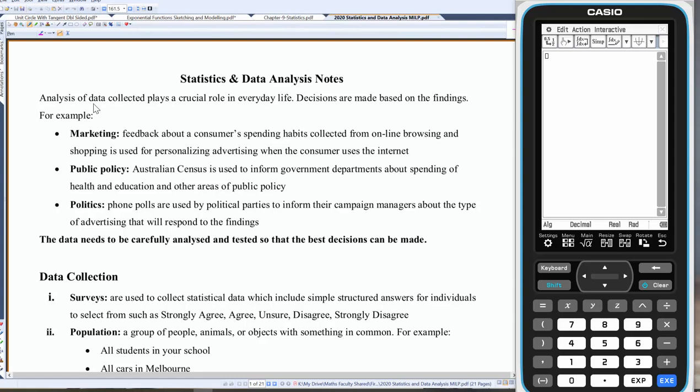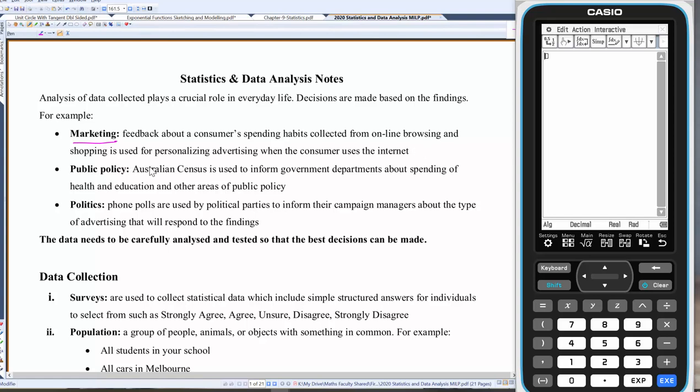So what statisticians do, we analyze data, or we perform an analysis of data, and that plays a crucial role in everyday life. You'll be doing it intuitively and you don't even know it. And what we do is we make decisions on those findings. A couple of examples here: marketing gets feedback about consumer spending habits collected from online browsing. And so you'll have noted something like, if you do a Google search for something, often that will end up being an advertisement on your Instagram feed, or whatever form of social media you're on.